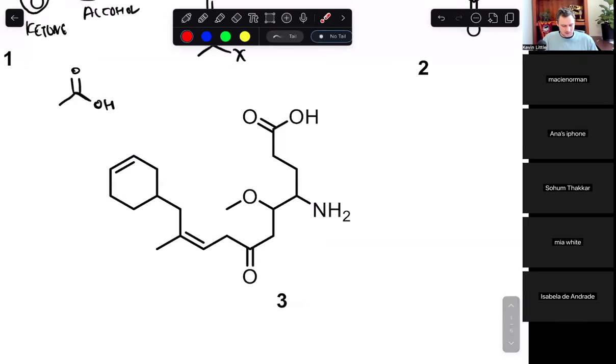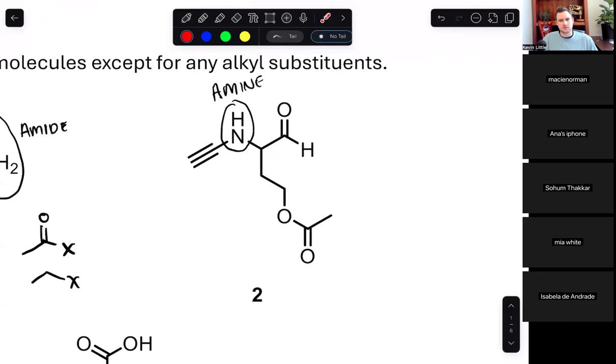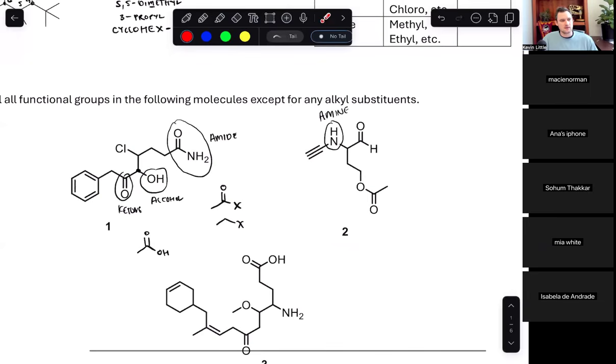Other than that, I think the functional groups are pretty straightforward. You guys did a pretty good job with them on the quiz. I anticipate you doing well on the test.